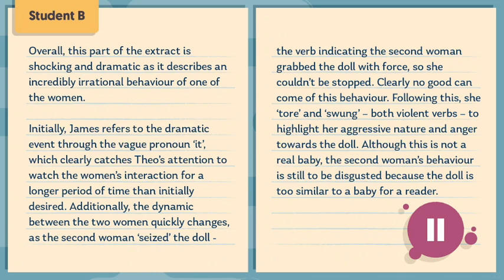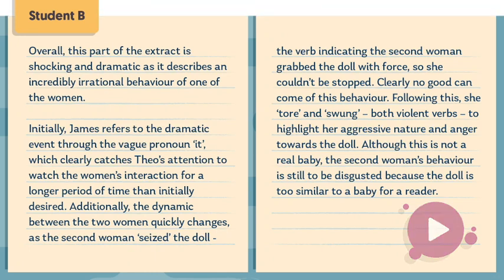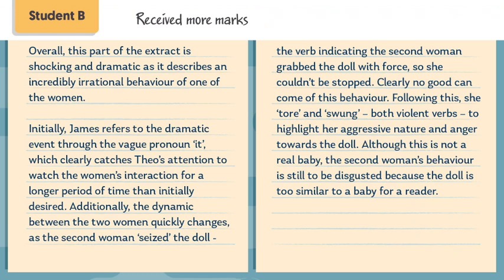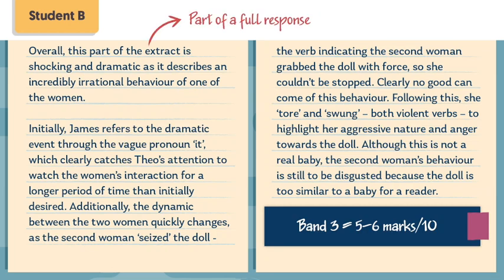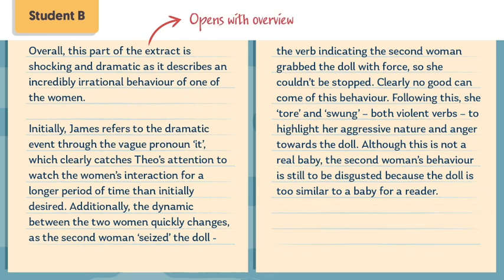Press pause now to give yourself time to read it through, and press play again when you're ready. Okay, immediately we can see this response will have received more marks because it has more coverage of the text. So it's currently sitting in a high band 3, but this is just part of a full response, so we'll only award marks for what you can see. This student creates a particularly good first impression by opening with an overview.